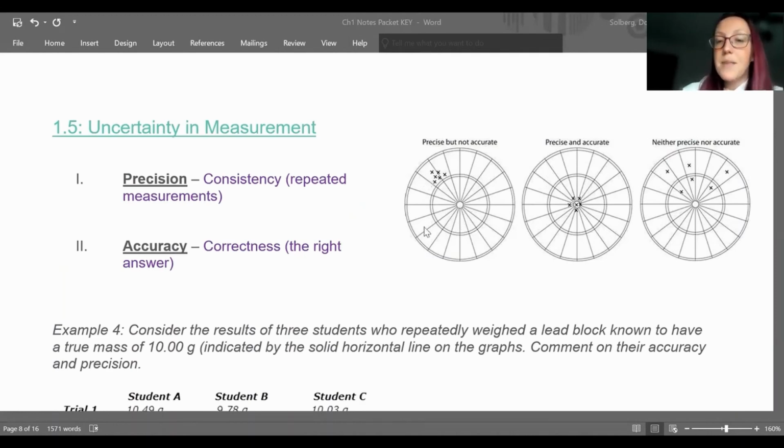He's just very close. Now this guy is precise and accurate. He's hitting close to the same spot every time, and it's going where it is supposed to. Now this guy on the end is just terrible at darts. He is neither precise nor accurate. Okay, they are not close together. They are not near the bullseye. Now notice I don't have one on here that says accurate, not precise. You can't actually be accurate unless you are also precise, because if you don't have consistent data, you don't have enough data to actually say that you are accurate. So you cannot be accurate, but not precise.